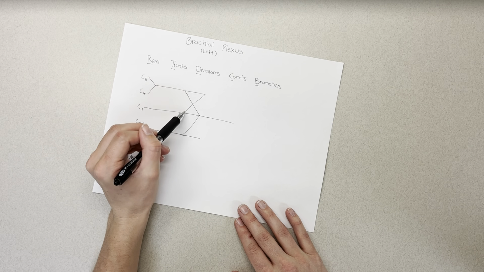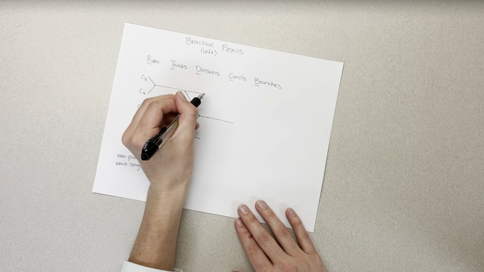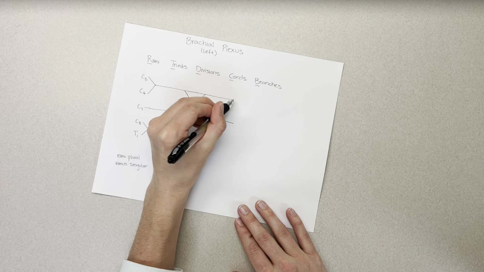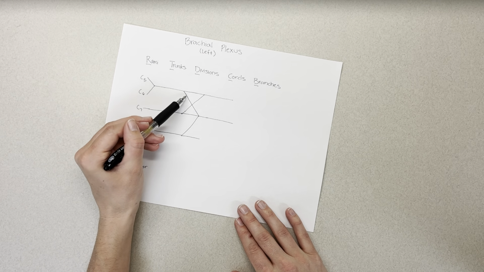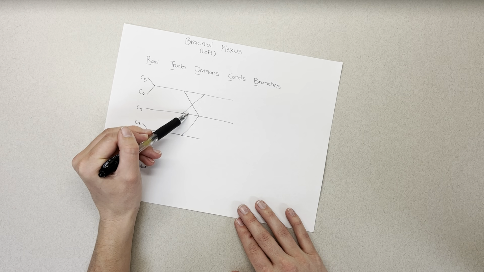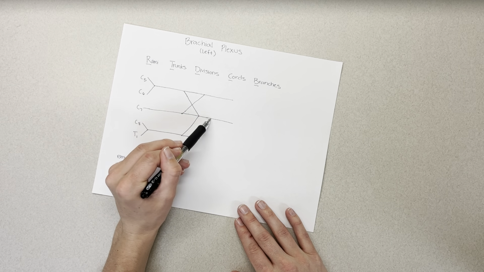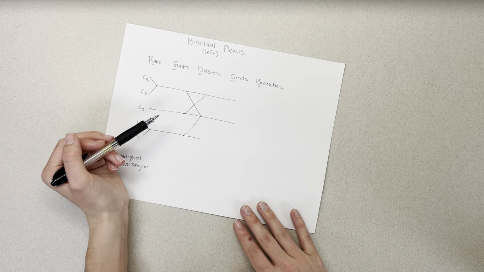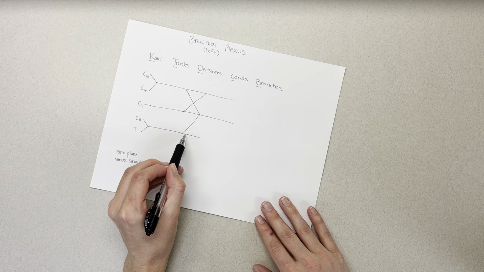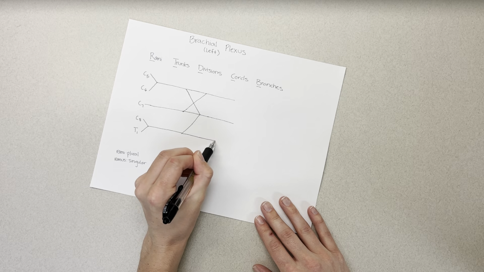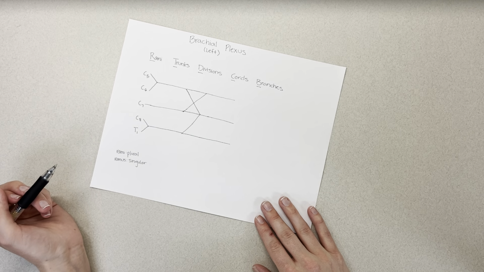The anterior division of superior trunk and anterior division of middle trunk will combine to form our lateral cord. Again, all three of our posterior divisions will form our posterior cord. And then our anterior division of inferior trunk will just continue on and become the medial cord.